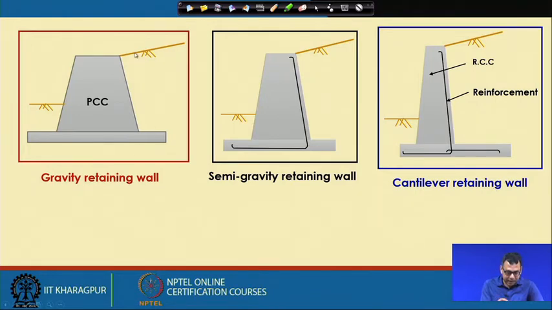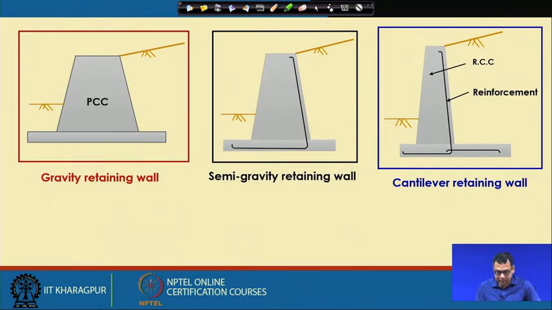So, in the gravity retaining wall, no reinforcements are used. Okay. So, it is only the wall weight that will give you the resistance. Okay. When there is the earth pressure, this wall weight gives you the resistance. So, that is why this dimension is huge. Okay. So, that is the gravity retaining wall. And then the semi-gravity retaining wall, the dimension is slightly reduced, we incorporate a small amount of reinforcement. And then the cantilever retaining wall, you are using the reinforcement and the dimension is significantly reduced.